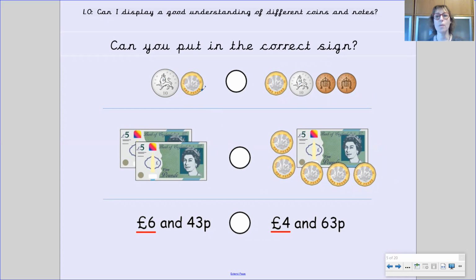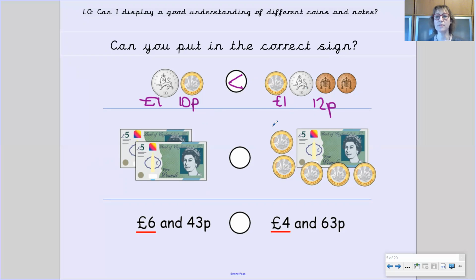So on this side, I've got £1 and 10p. My £1 isn't very good today. £1 and 10p. And on this side, I've got £1, and I've got 10, 11, 12p. So I've got £1 on both sides. On this side, I have 10p, and on that side, I have 12p. So I have more on that side. So that side's going to get my 2 dots. That side's only going to get my 1 dot because it's less, and I'm going to join that up.